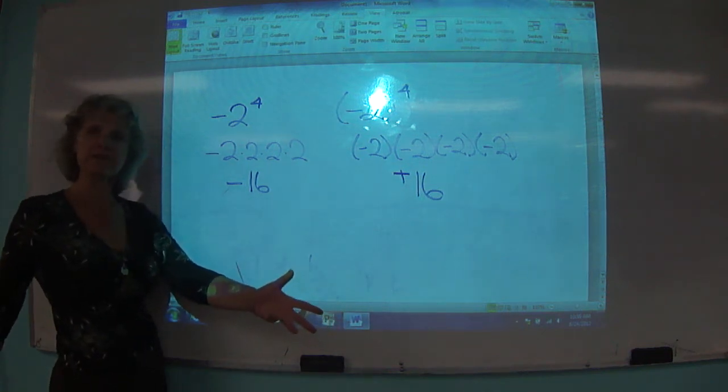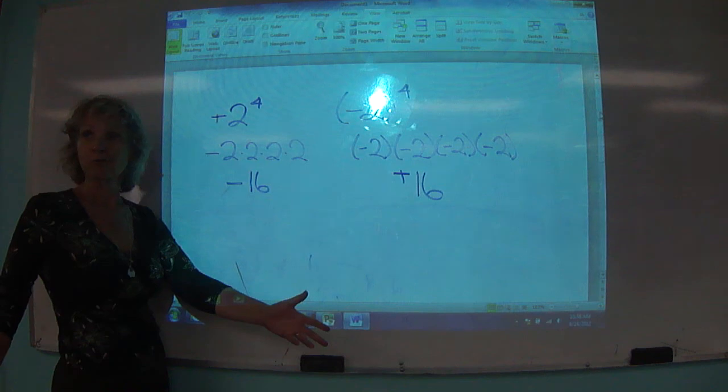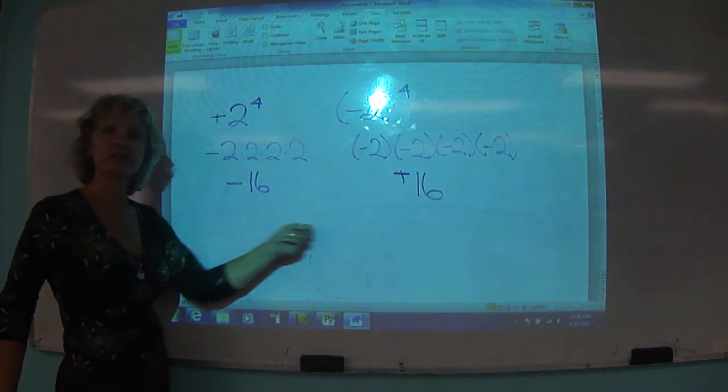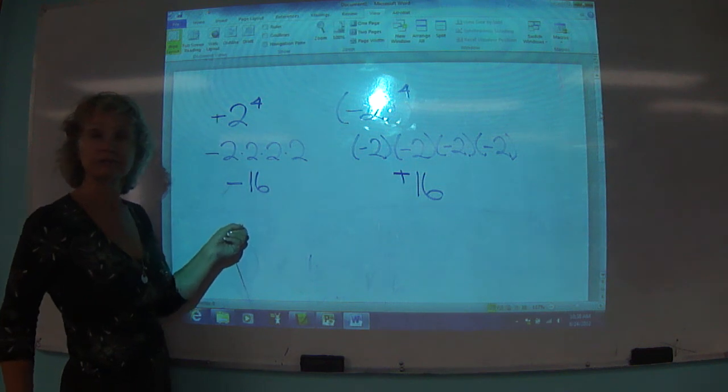Would that make a difference if we were building a bridge? Yes. Would our bridge fall down? Yes. Yeah, quite probably. So, do you see the difference in how exponents are? Yes. Good.